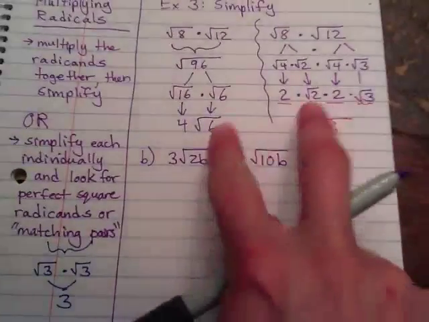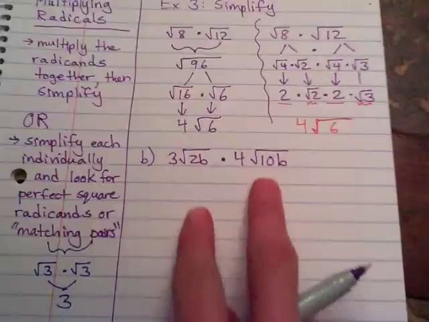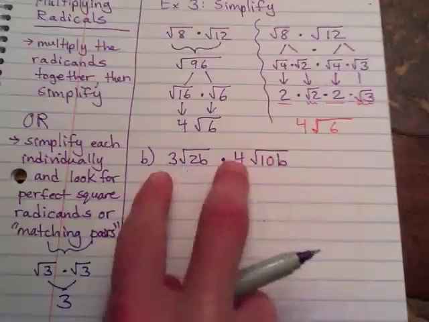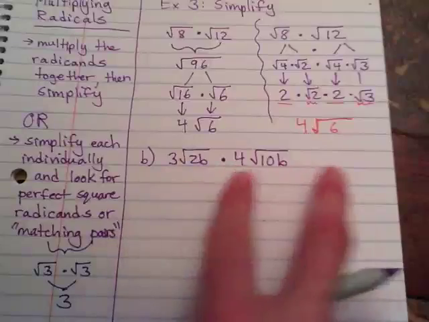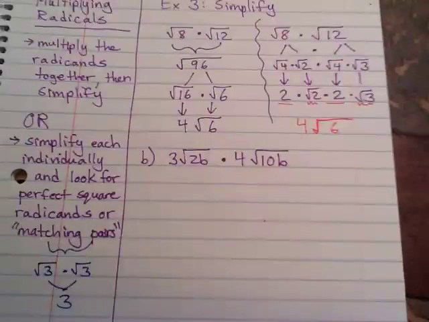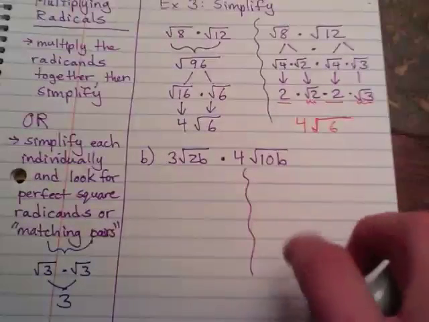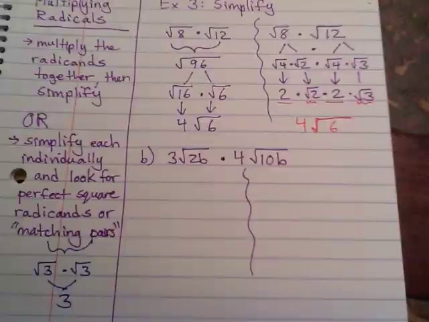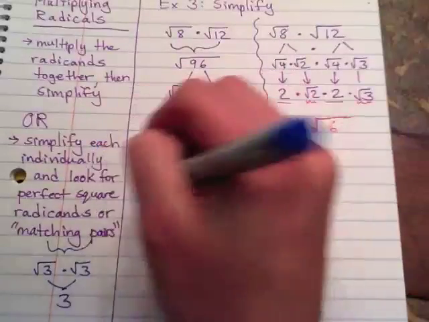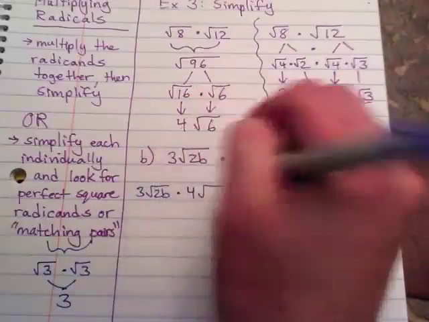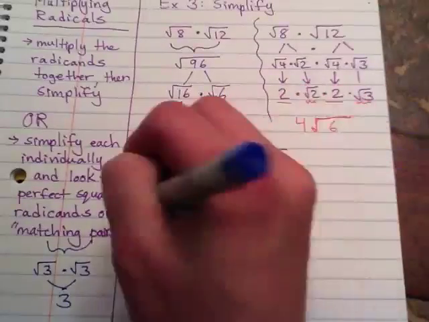So again, either way works. You can break them down individually, or you can multiply what's in the radicand together, multiply what's outside together, and then break it down. So we'll do it both ways again. First we'll break them down individually. So we have 3 square root 2b times 4 square root 10b.